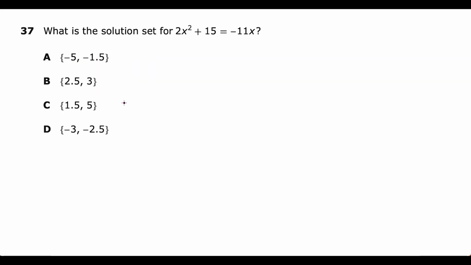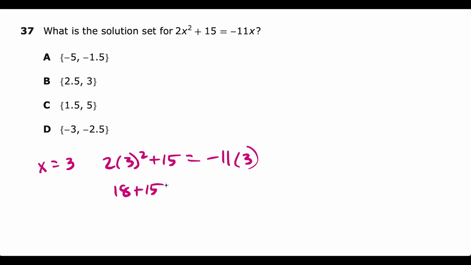So question 37, you could do this algebraically, or if you don't know how to do the algebra, you could always just start plugging in x values and see which one gives you something true. Like, let's say here, I say, all right, I think x equals 3 is part of my answer, choice B. And then you get 2 times 3 squared plus 15 is equal to negative 11 times 3. So this gives us 9 times 2 is 18 plus 15 equals negative 33, and 33 equals negative 33 is not true. So B is out, okay?